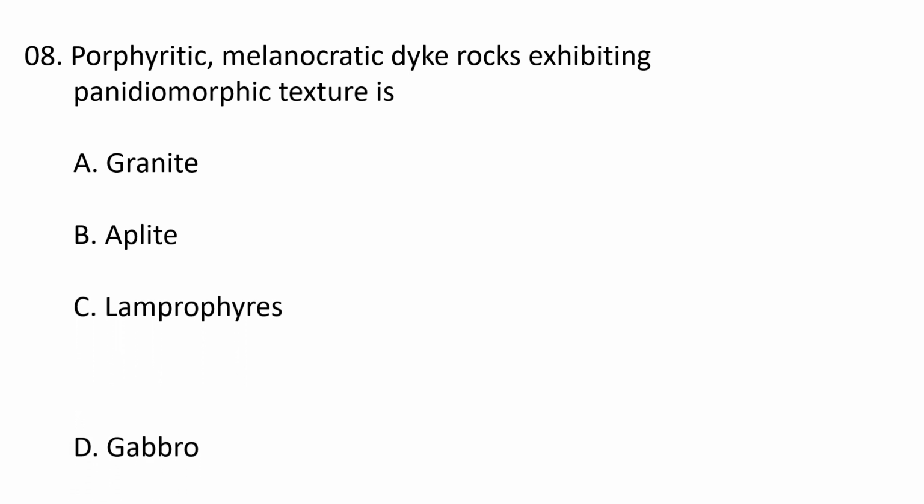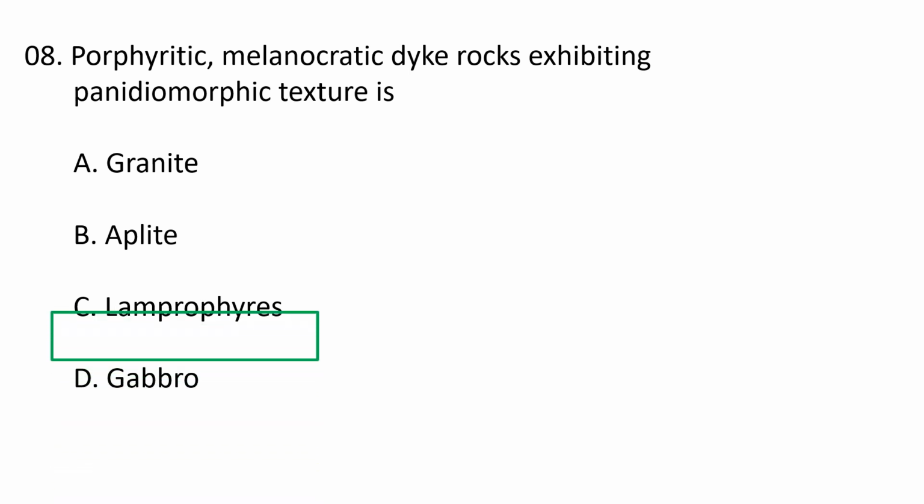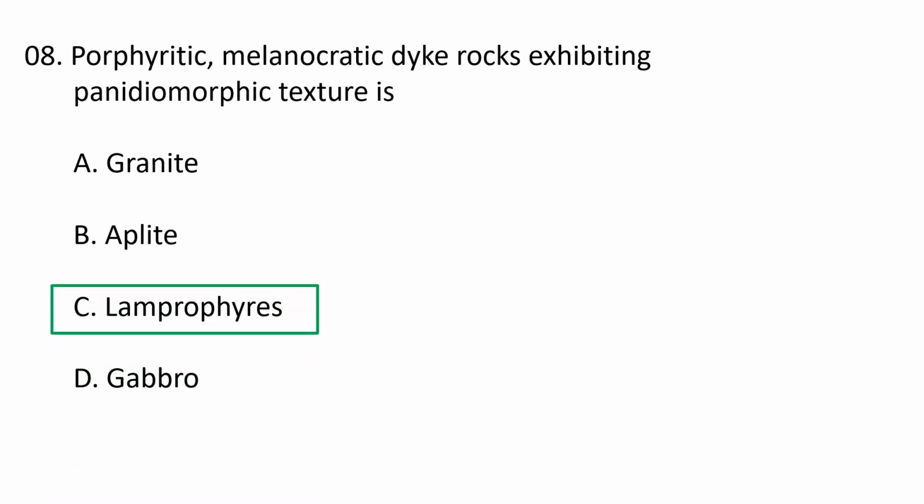So lamprophyres are a group of rocks containing phenocrysts, usually of biotite, amphibole and pyroxene, but not of feldspar. They are thus distinguished from the porphyries and the porphyrites, in which the feldspar has crystallized in two generations. So in lamprophyres, equigranular, euhedral and porphyritic melanocratic dykes exhibit panidiomorphic texture. Equigranular euhedral crystals generally exhibit panidiomorphic texture and it is seen in lamprophyres.